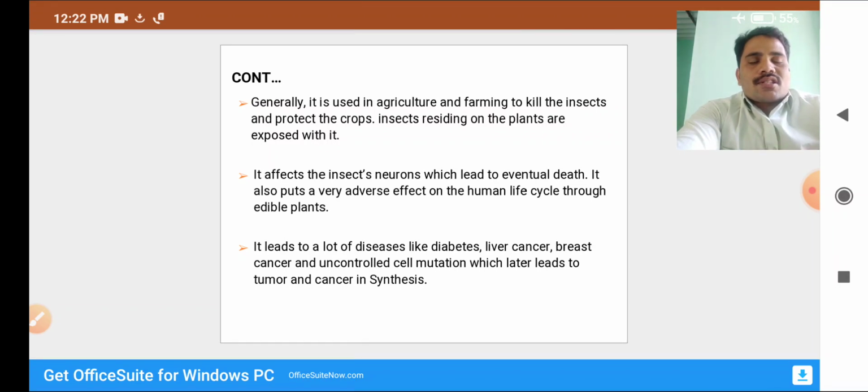So the nervous system is affected by this DDT, and it also has a very adverse effect on human life through the edible plants, and it leads to a lot of diseases like diabetes, liver cancer, breast cancer, and uncontrolled cell mutation, which later leads to tumors and cancerous formation from using DDT.